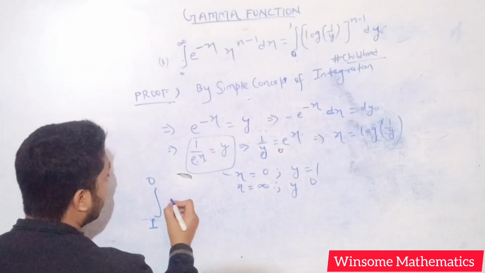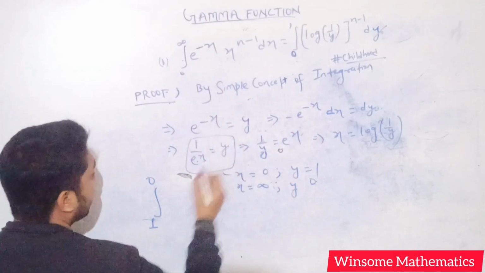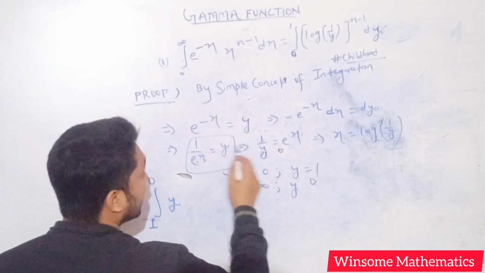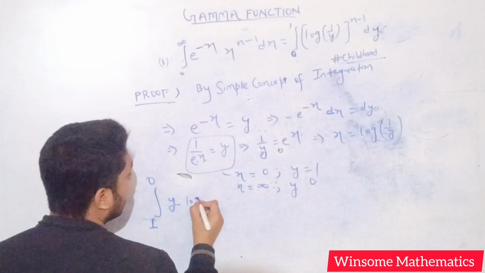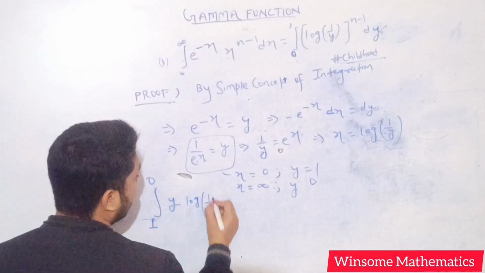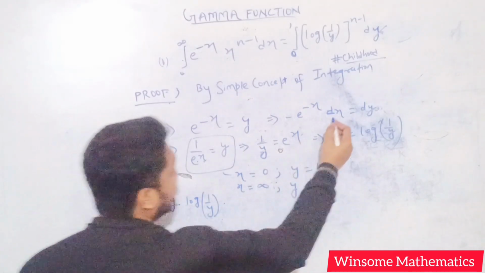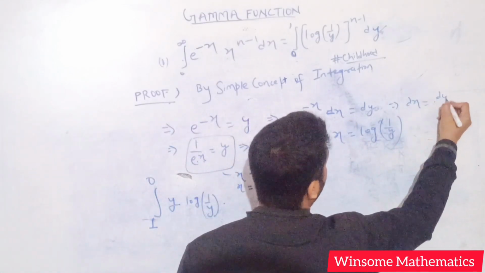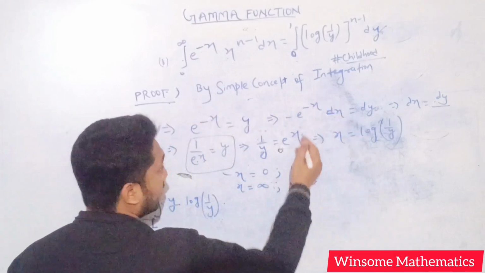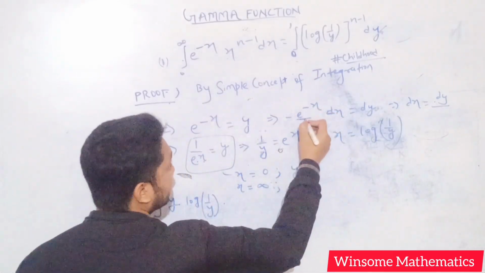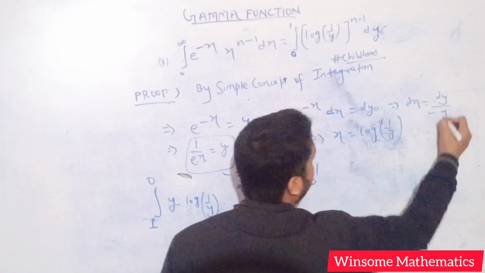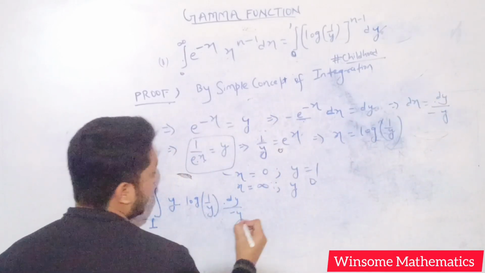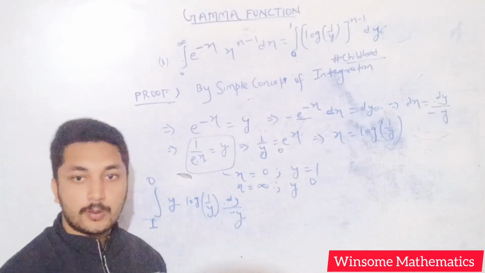Clear? And now we can write e to the power minus x as y, and x is equal to log 1 upon y, and dx is equal to dy upon minus e to the power minus x, and this is y, so we can write it as minus y. So you can write it dy upon minus y. Simple. No problem here.